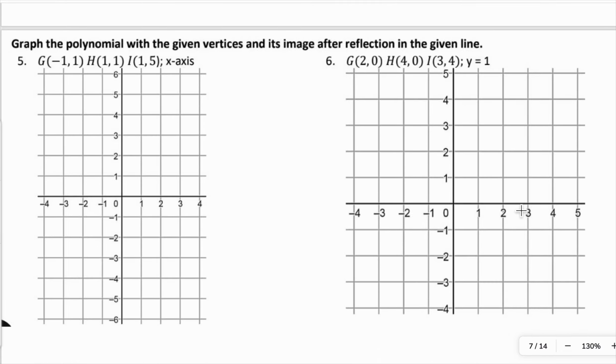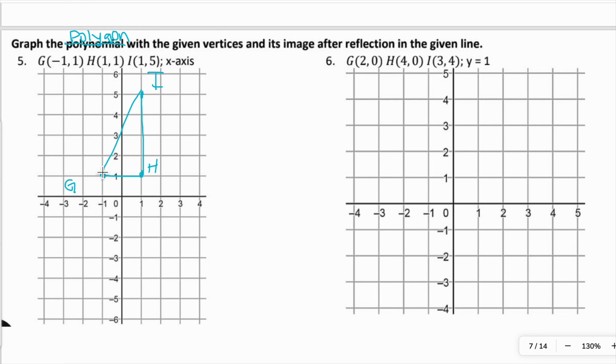5, graphing the polygon with the given vertices and its image after the reflection on the given line. So first, let's go ahead and plot negative 1, 1, 1, 1, and 1, comma 5. So that's I and H and G. Go ahead and connect those points.